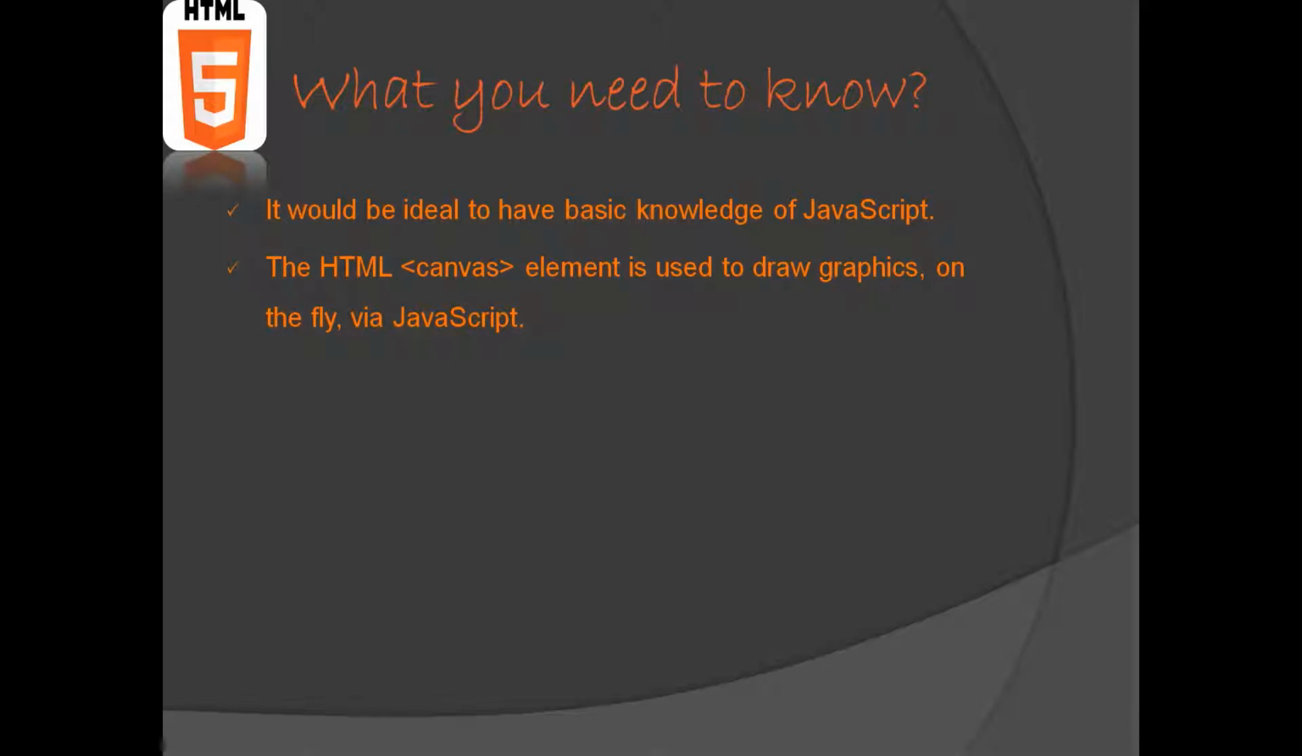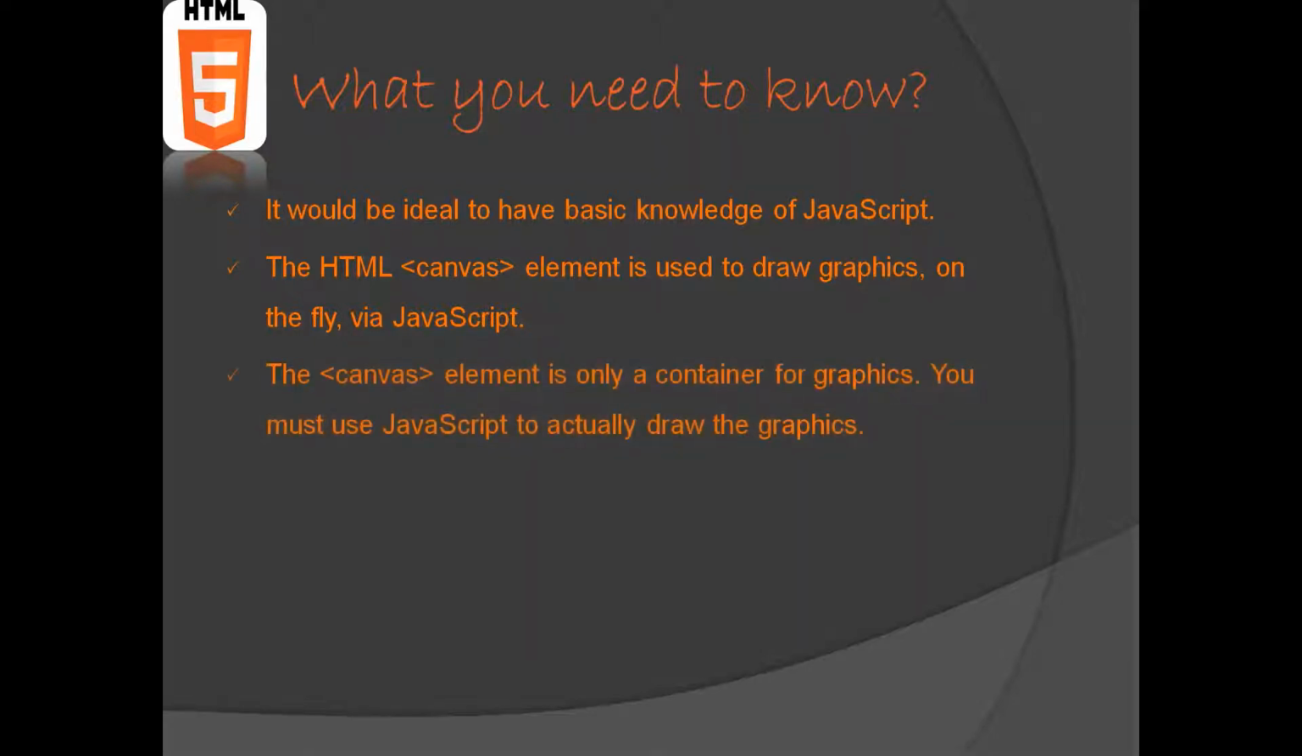Second point is that the HTML canvas element is used to draw graphics on the fly via JavaScript. It's done by the DOM, or Document Object Model, in your browser. There is no backend coding involved. Third point is that the canvas element is only a container for graphics. You must use JavaScript to actually draw the graphics.